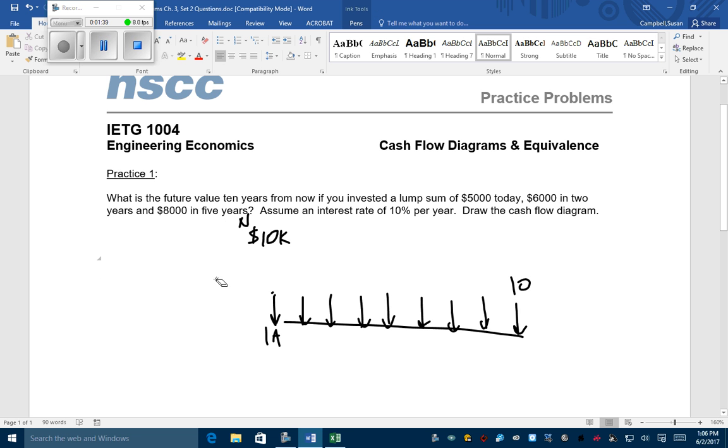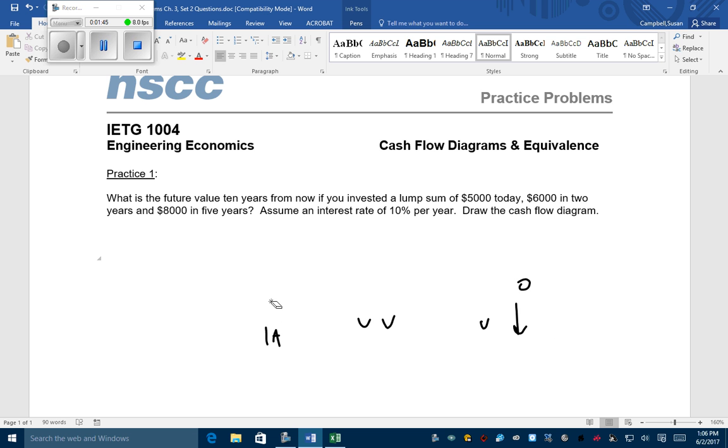So in the problem that we have for this set of practice problems from chapter 3, it says, what is the future value 10 years from now if you invested a lump sum of $5,000 today, $6,000 in 2 years, and $8,000 in 5 years? Assume an interest rate of 10%. Draw the cash flow diagram.